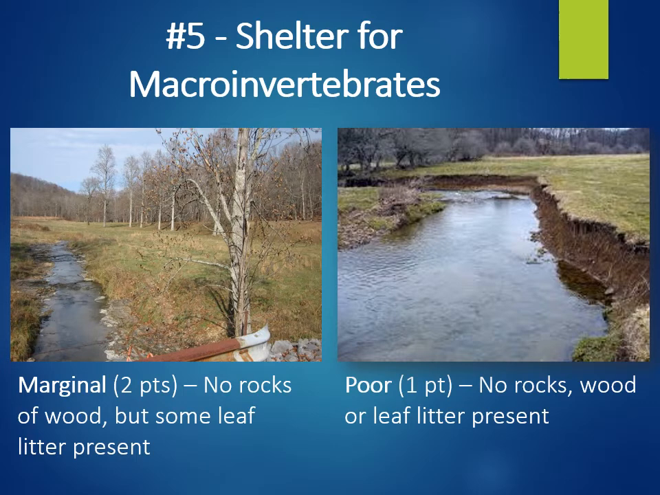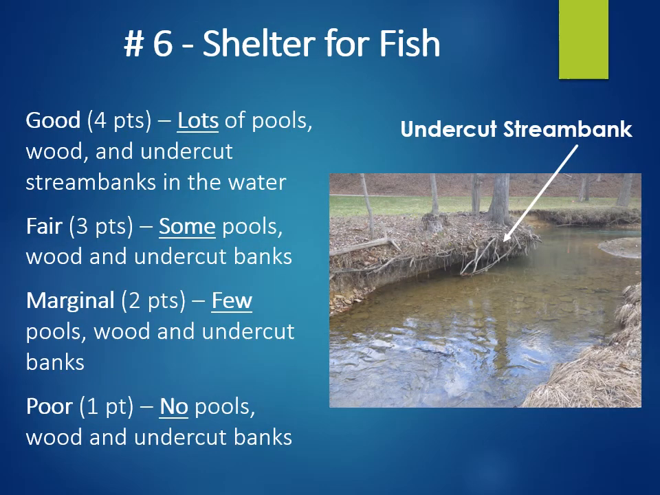These two examples show streams with few rocks, wood, or leaf litter available for habitat. Fish like to seek various habitats for feeding and spawning, including slower, deeper pools of water and undercut stream bank areas where the roots provide shelter for spawning or laying their eggs.